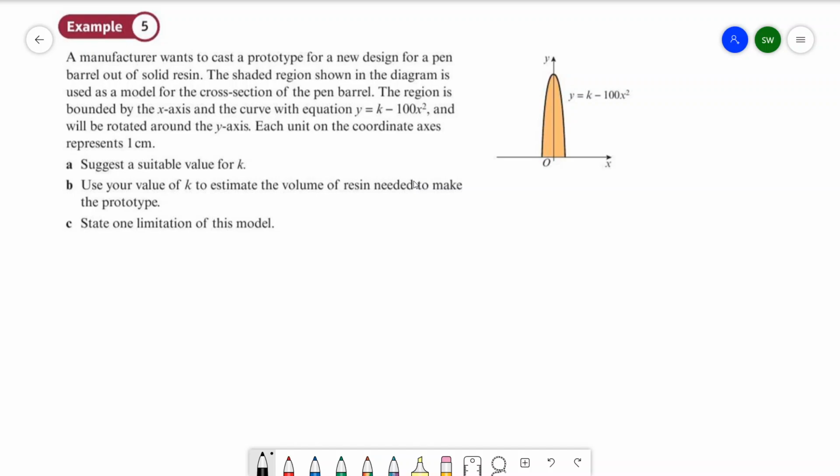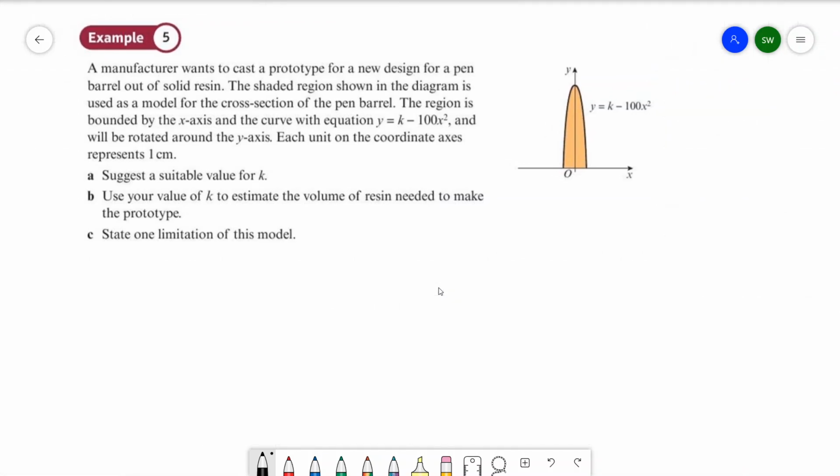Okay, so in the final section, we're going to use what we've learned to try and apply it to some real life situations. So we've got this region here shaded in yellow, and we want to rotate that around the y-axis to get the shape of a barrel of a pen. It's a bit of a weird shape because if you imagine rotating that around the y-axis, your pen would have a completely flat top to it.